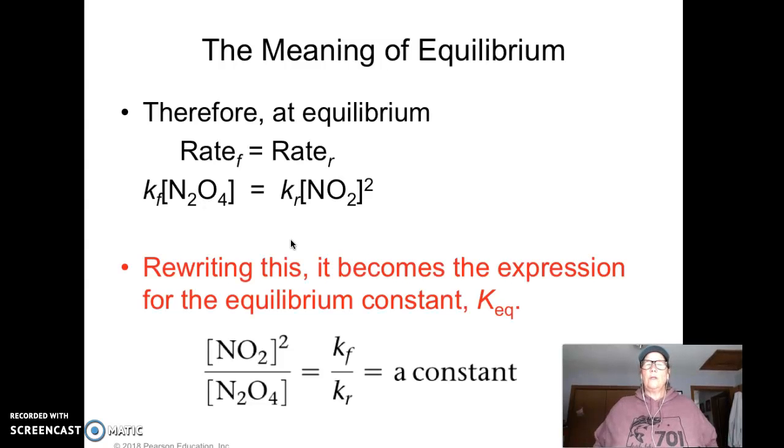Okay, so rewriting this, it becomes, here's our KEQ, yay, right? You put the product on top, and again, if there's a number in front, if you used a coefficient to balance it, it's to that power. It's kind of like when we did our reaction rates. And then this is our reactants on the bottom. So forward and reverse, that's what the F and R are. At first it was like reactants, oh, why isn't that products? But it's forward and reverse.